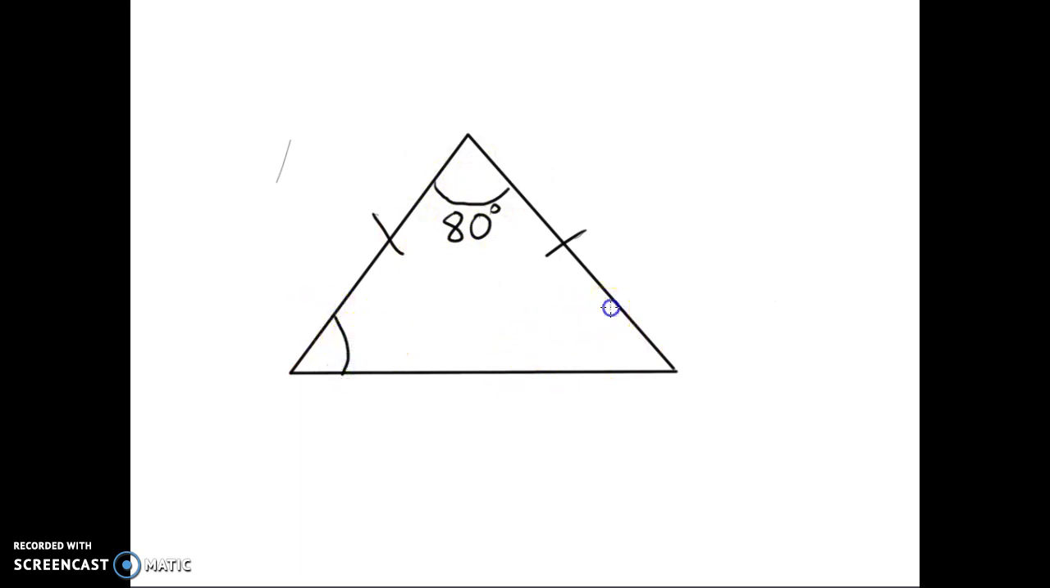So if they both add up to 100, and they're both equal, well then the size of one of those angles is just going to be half of that. So half of 100 is 50, so this one's going to be 50. And this one's going to be 50. And 50, 50, and 80 is 180.